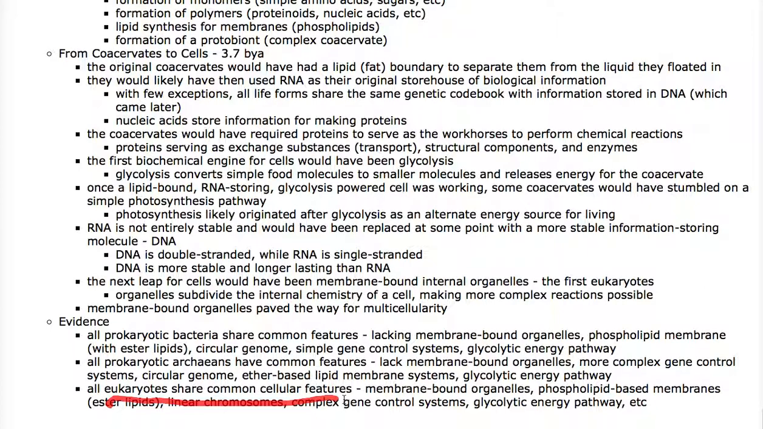Eukaryotes have complex genetic control systems. They have ester phospholipid membrane construction. We have linear chromosomes, and we use glycolysis and other aerobic energy pathway systems. We also have membrane-bound organelles. So that concludes the chapter on patterns of evolution. It's a rather short one. It just talks briefly about the different overall patterns of evolution, or the story of evolution on Earth.